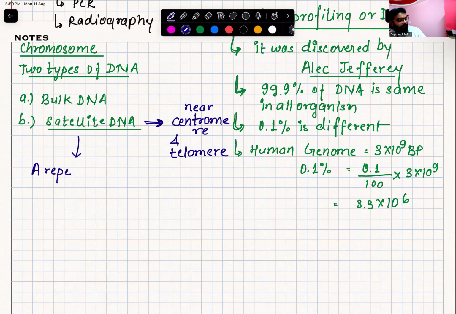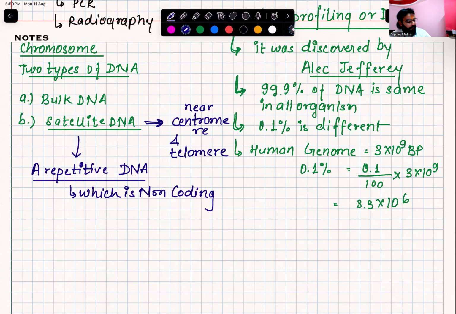Is that clear? Yeah. And it is non-coding in nature. Repetitive DNA, which is non-coding. So it is not making any protein. The whole concept was we have DNA which can make protein and DNA which cannot make protein.